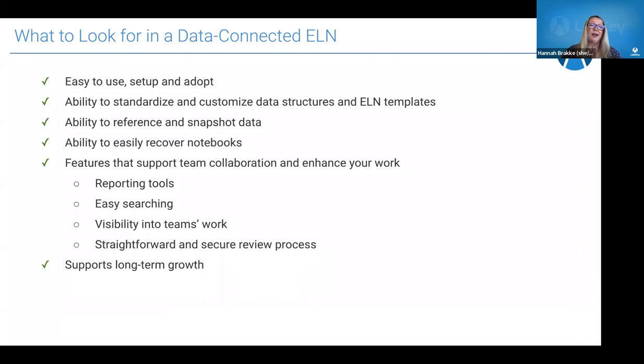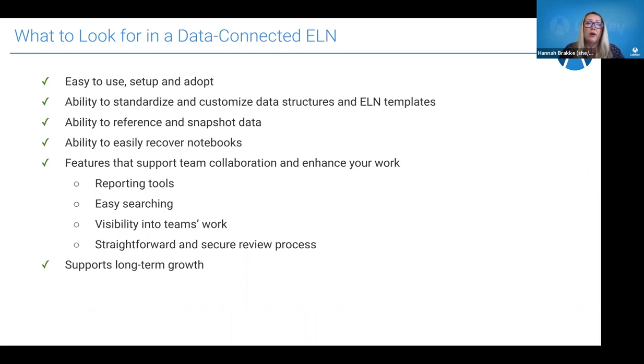A bonus here is if you can have some visibility into the team's work as well. So if you're in leadership or management and want to evaluate workloads or help people, or if you're in a really collaborative environment, knowing what other people are doing allows you to continue to help them succeed as needed. And then, of course, having a straightforward and secure review process, making sure that it's easy and exactly what you need in terms of security and permissions.